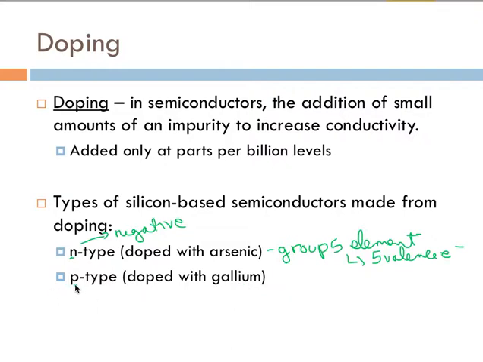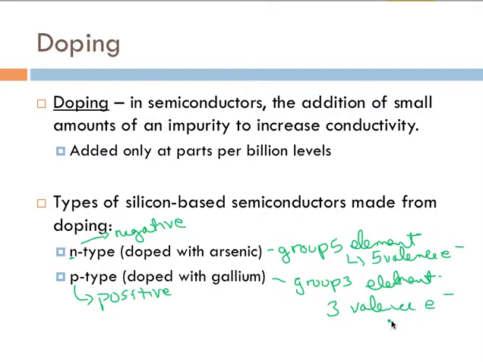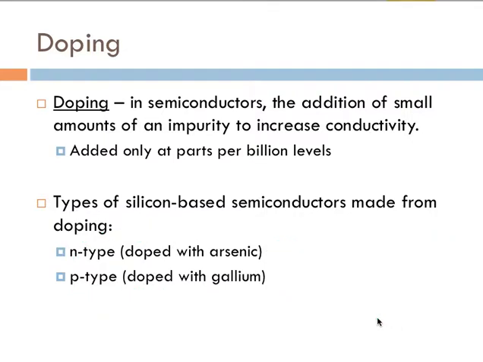P-type, if N is negative, P, hopefully you can figure out, is known as a positive type. Okay, and that is doped with a group 3 element that has 3 valence electrons. As an example, that would be gallium. So let's take a closer look at these.